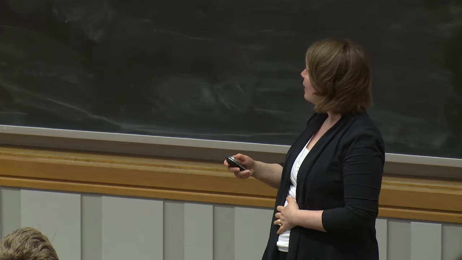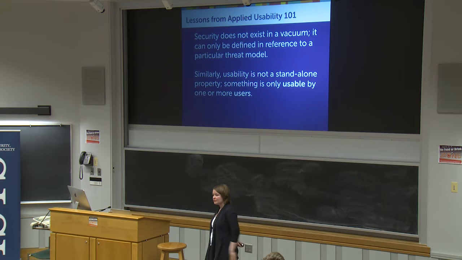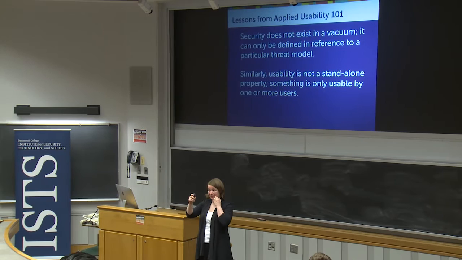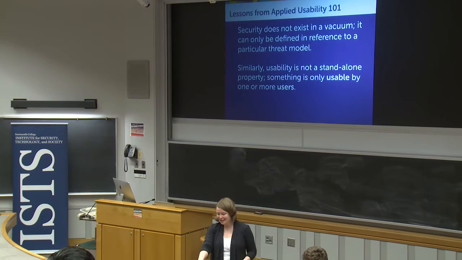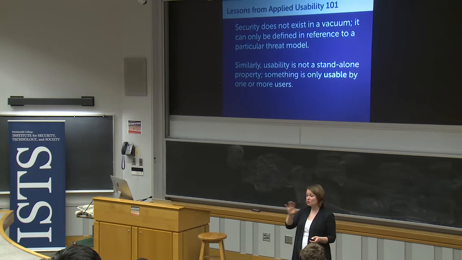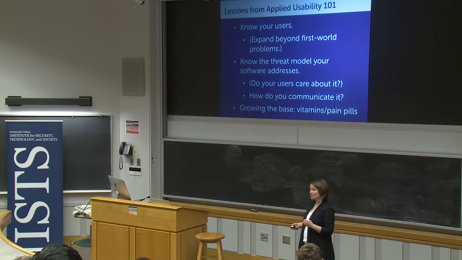Okay, security does not exist in a vacuum. A secure tool is only secure when it is defined as a function of a threat model. So this is secure against that threat, I would argue. Similarly, something is only usable when defined as a function of a particular user. You cannot just say, aha, this cup is usable for all users, because I can guarantee that there is a user somewhere who is going to look at that cup and have a hard time with it for some reason. So you have to define your user group before you can even begin to talk about whether or not something is usable. So the number one lesson as a tool developer who is trying to improve the usability of your tool is know your users.